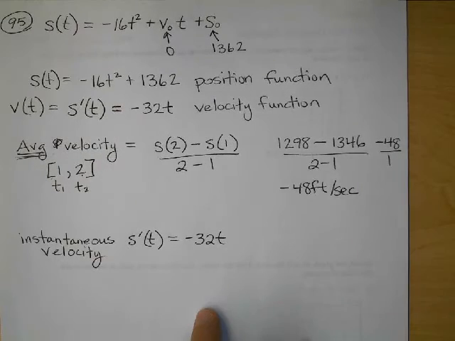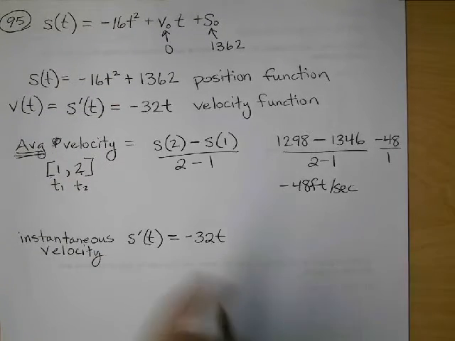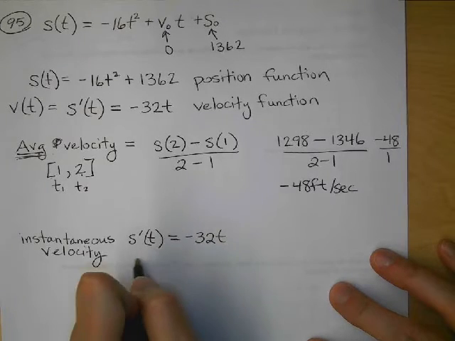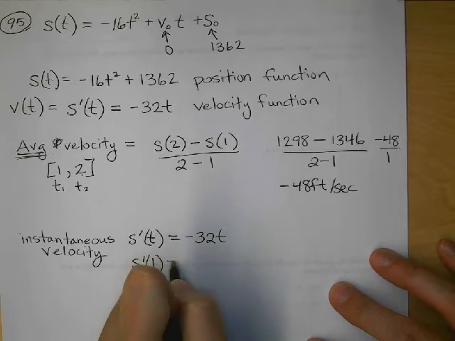And they gave you numbers to plug into that too. Find the instantaneous velocities when t is 1 and t is 2. So when t is 1, what do you get?